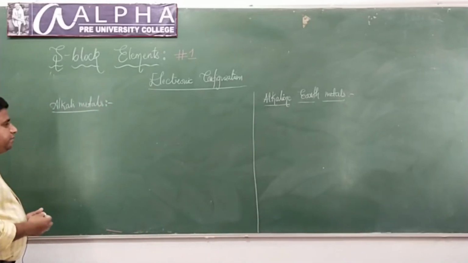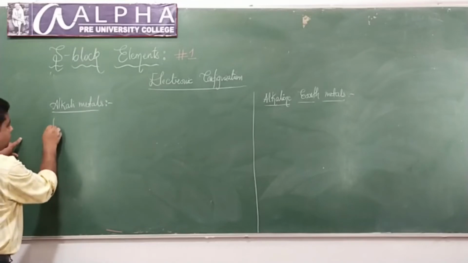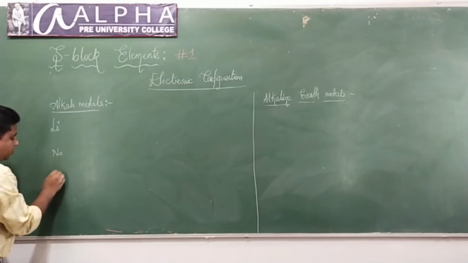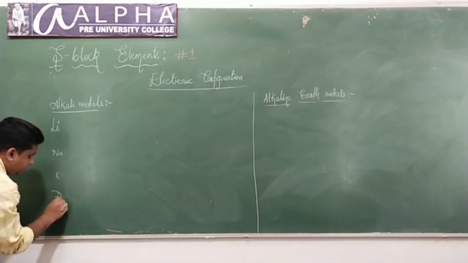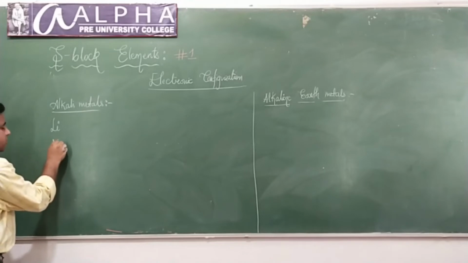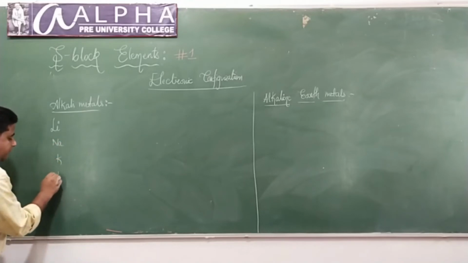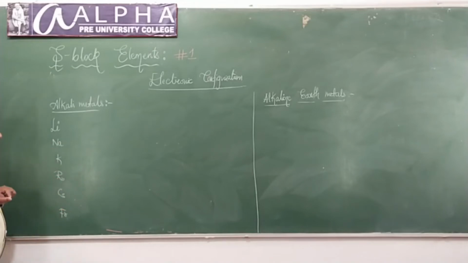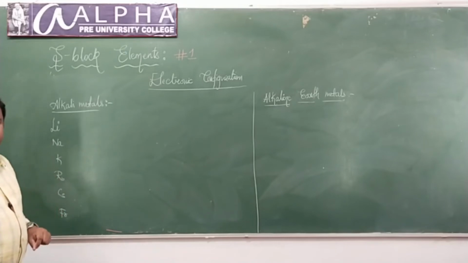For alkali metals, we have lithium, sodium, potassium, rubidium, cesium and francium. No doubt francium is radioactive in nature. We will not study its physical and chemical properties here, but let us talk about the electronic configuration.